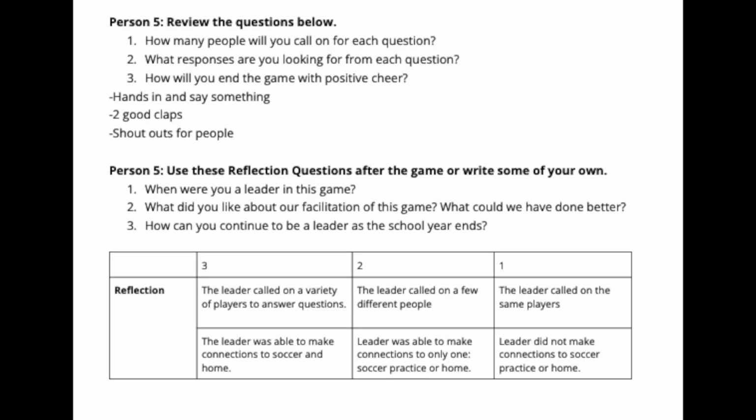Finally, Person 5 will decide on these things. How many people will you call on for each question? What responses are you looking for each question? And how will you end the game with a positive cheer? The list of questions they will ask are: when were you a leader in this game? What did you like about our facilitation of the game, and what could we have done better? And how can you continue to be a leader as the school year ends? These questions can be altered if they have other ideas.